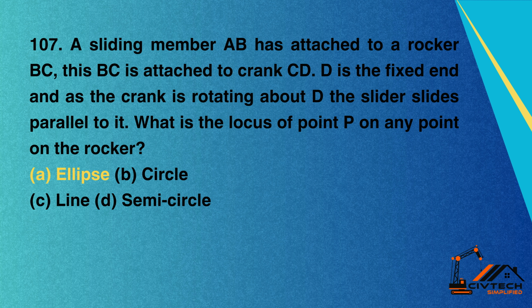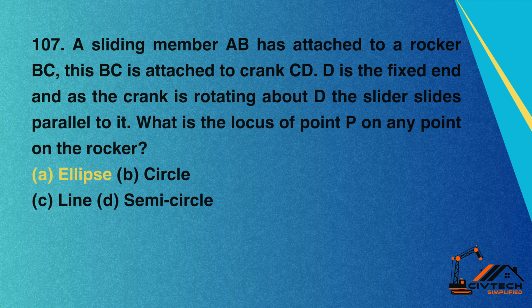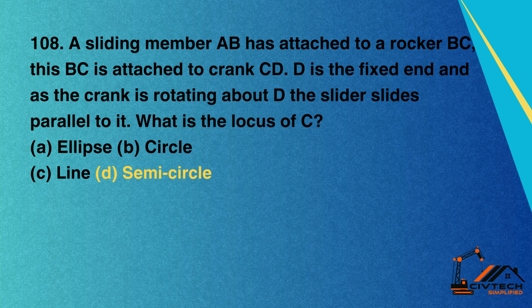107. A sliding member AB has attached to a rocker, BC. This BC is attached to crank CD. D is the fixed end, and as the crank is rotating about D, the slider slides parallel to it. What is the locus of point P on any point on the rocker? A. Ellipse. B. Circle. C. Line. D. Semicircle. Correct option: A. Ellipse.